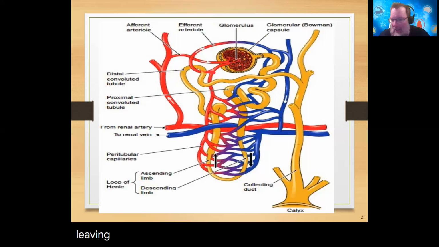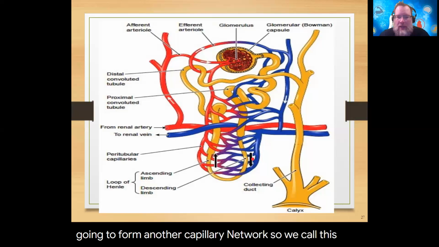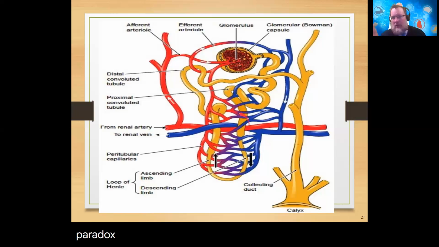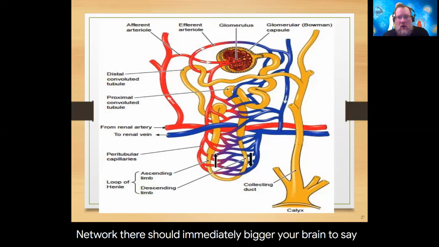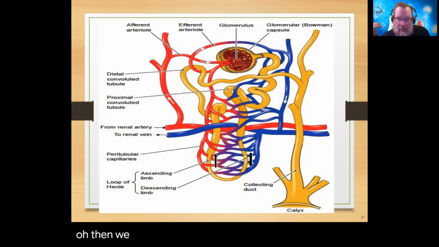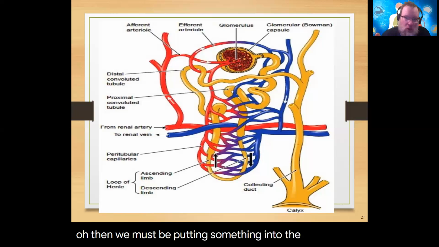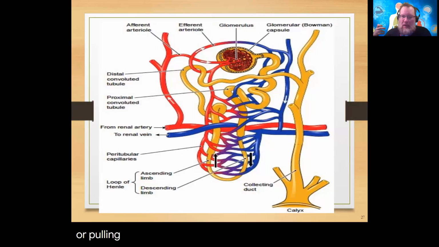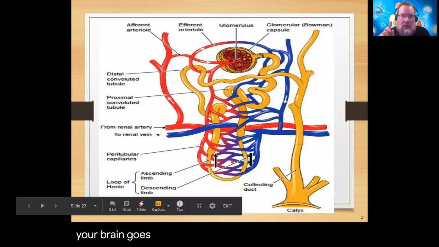The other branch of that efferent arteriole is going to form another capillary network. We call this the peritubular capillaries. Now, the fact that there's a capillary network there should immediately trigger your brain to say, then we must be putting something into the blood and or pulling something out of the blood. I hope that's where your brain goes every time you see a capillary network.